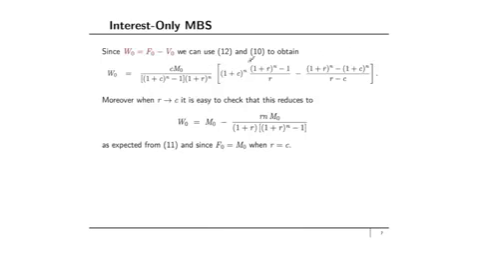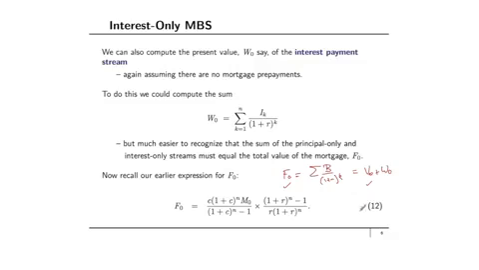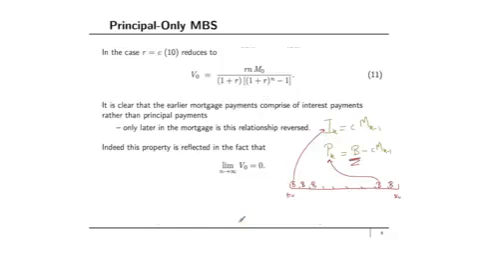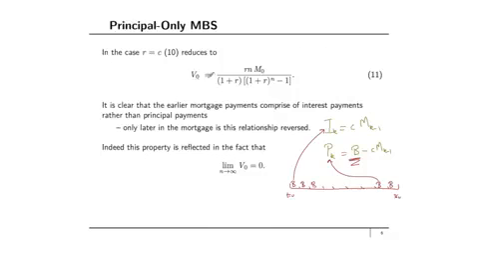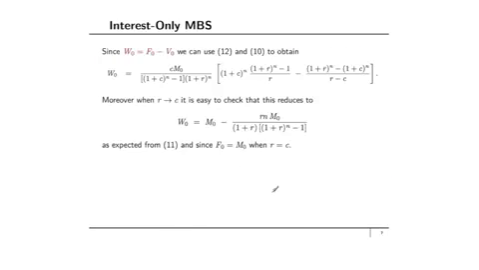And we find, using 12 and 10, 12 is here, 10 is here, we can actually use the two of these, simplify the algebra, and get an expression like this for W0. It is also easy to check that when r goes to c, W0 is equal to this expression here. And this is as expected from 11, because we know that when r equals c, F0 equals M0. And so we see that W0 equals F0 minus V0. This is V0 when r equals c, and that's exactly what we've calculated up here.